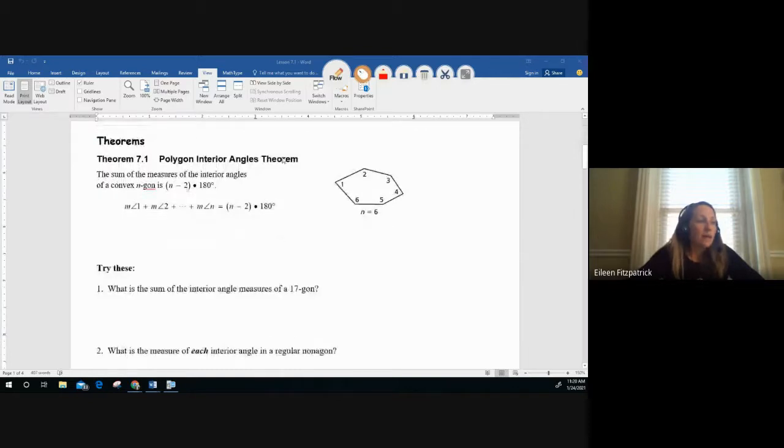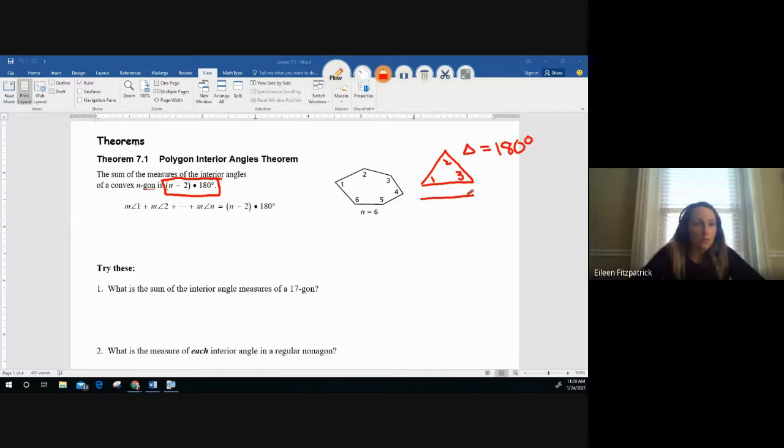Okay, polygon interior angle theorem. The sum of the measures of the interior angles of a convex polygon is n minus 2 times 180. This is a formula that we do need to know. If you think about it, we have a triangle. What do the interior angles of a triangle add up to? Angle 1, 2, and 3. We know they add up to 180, right? So for a triangle, the interior angles add up to 180 degrees.